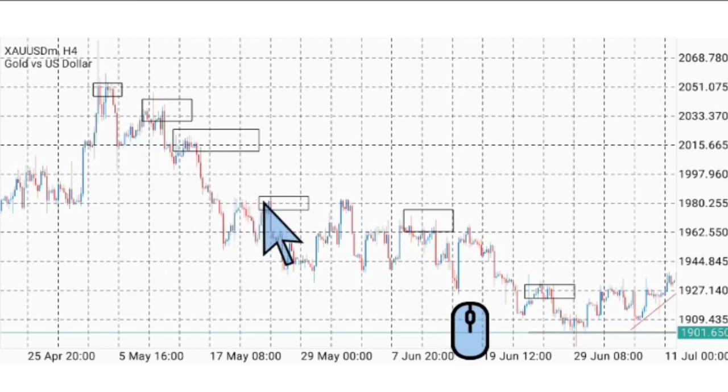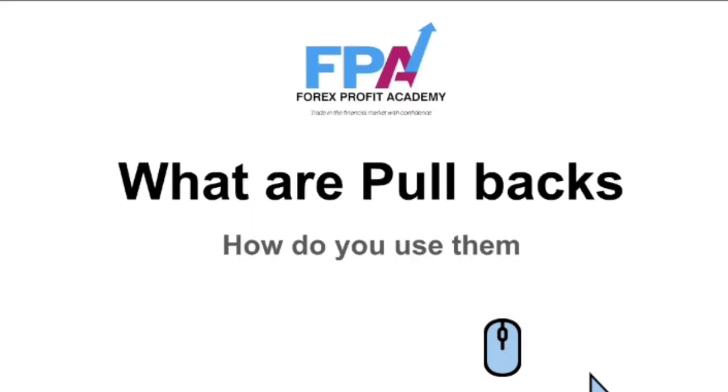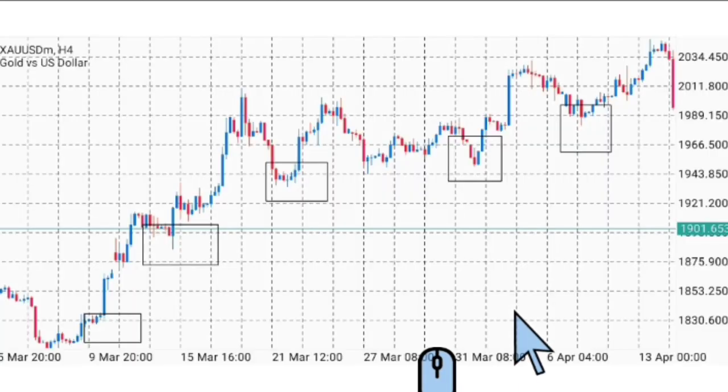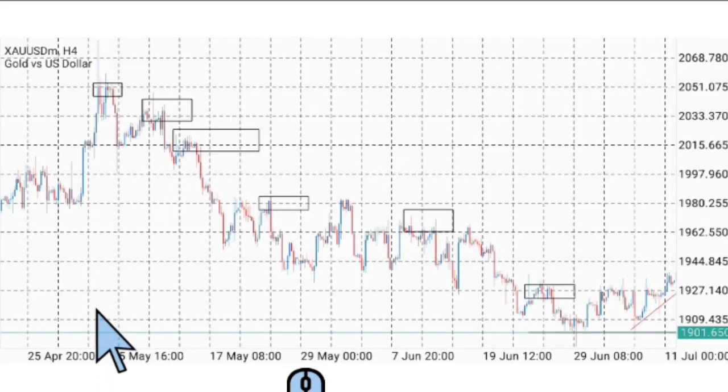So these points that I mark out here are the places where you should be looking to enter your trade in a trending market. So these are how you can use pullbacks to either buy or sell. So you know, right? For an uptrend, you are buying at the pullback. And for a downtrend, at the pullback, you are selling.